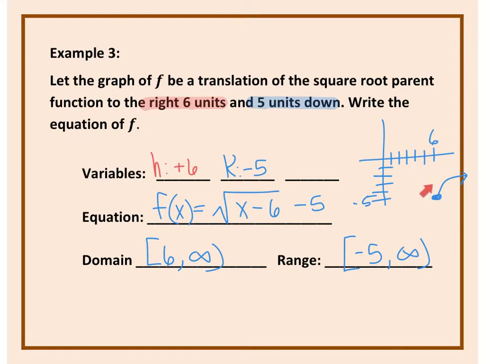So remember that the h going to the right 6 is your domain, 6 to infinity. The range going from -5 is going to go up forever, so it's -5 to infinity.